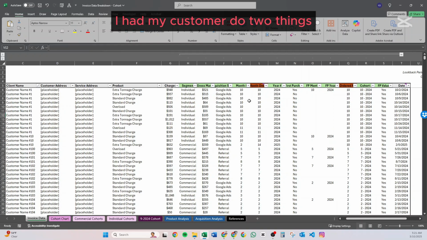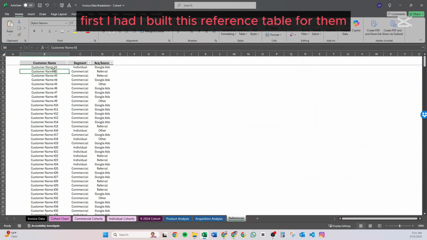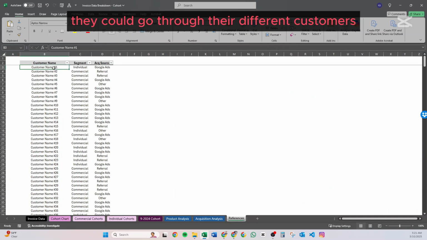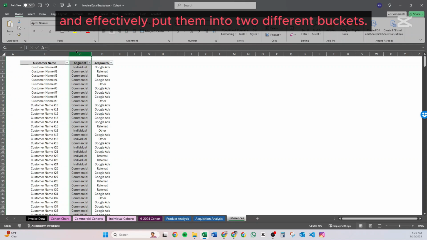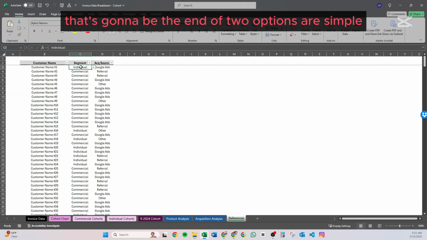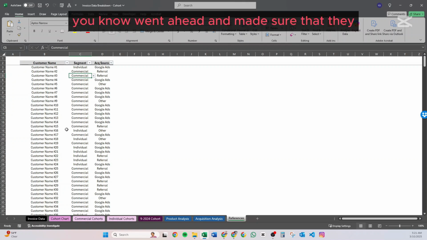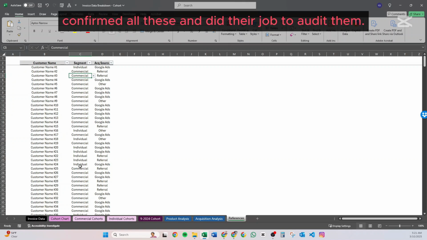I had my customer do 2 things. First, I built this reference table for them so that they could go through their different customers and effectively put them into 2 different buckets. First I've got a segment bucket, and the 2 options are simple: individual and commercial. So I had someone on the accounting team, we had a handful of these already, but I went ahead and made sure that they confirmed all of these and did their job to audit them.